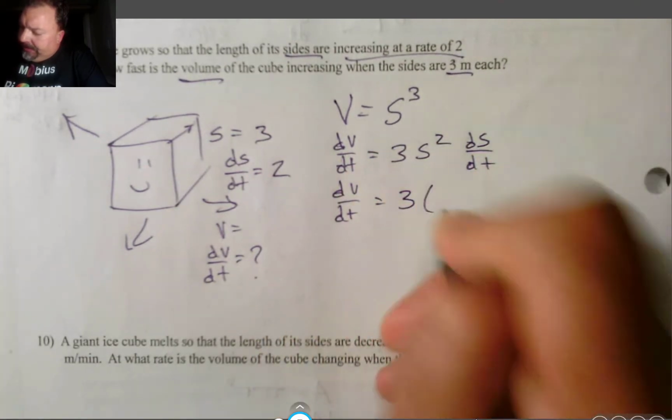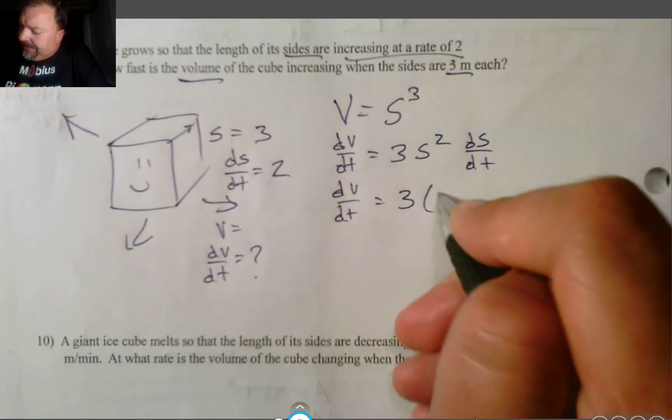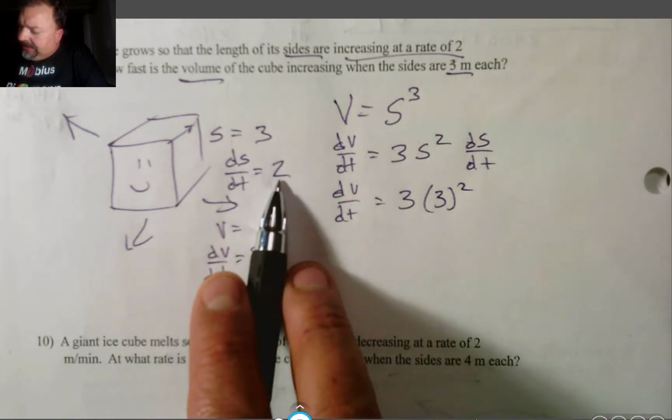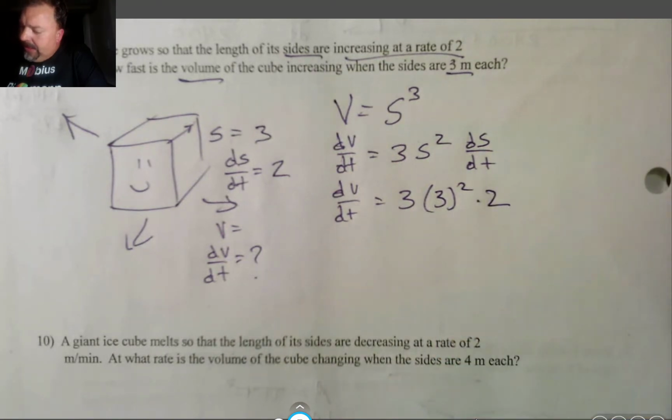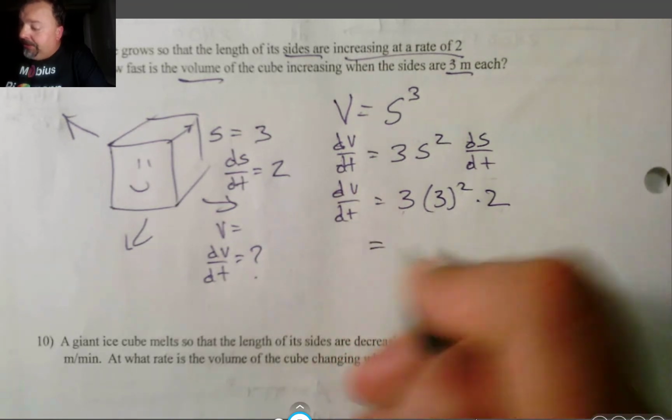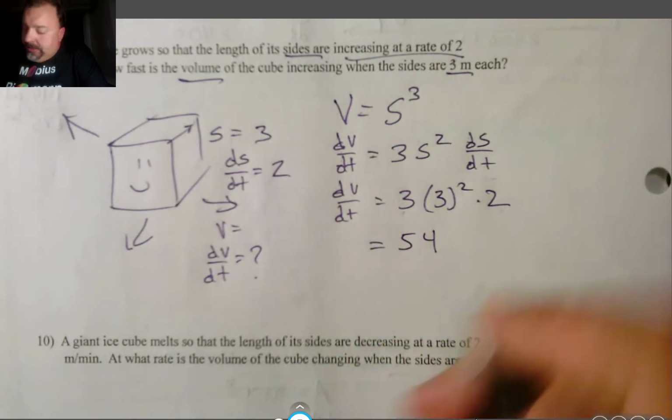So that's going to be 3 times s squared. That's going to be 3 squared. So we just plug that into there. And then ds/dt is going to be 2. And we're going to multiply that out. So 3 squared is 9. 9 times 3 is 27. Times 2 is going to be 54.